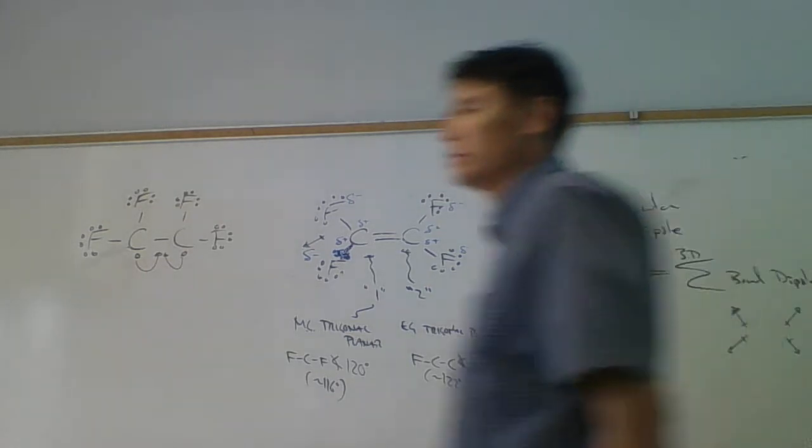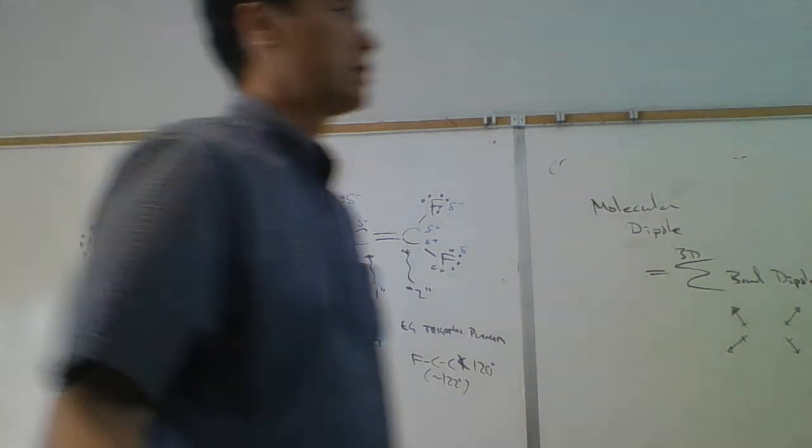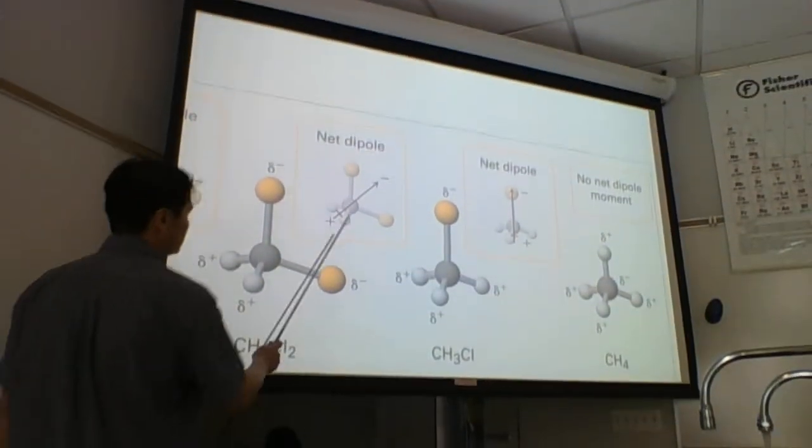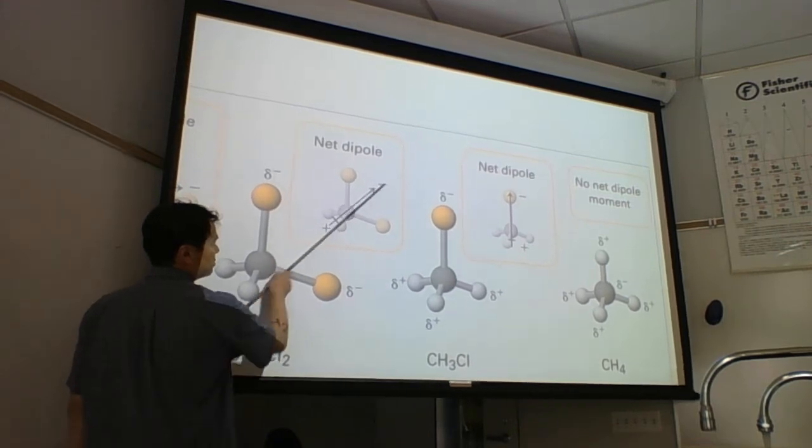Let's take a look at the molecular dipole. The molecular dipole is the sum of the bond dipoles. So when we look at the molecular dipole, which they call the net dipole, being the sum of the bond dipoles: one bond dipole here, one bond dipole here, net dipole this way.